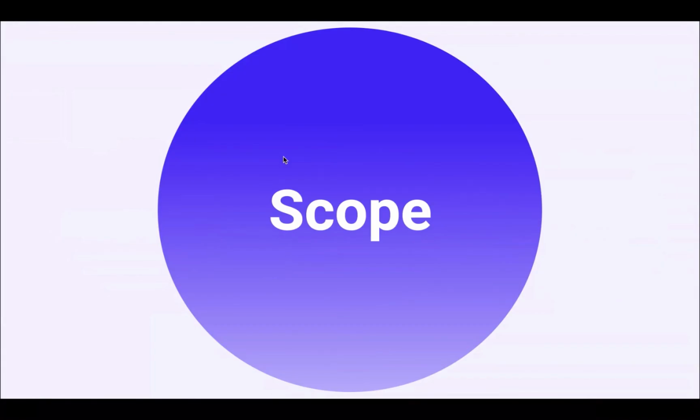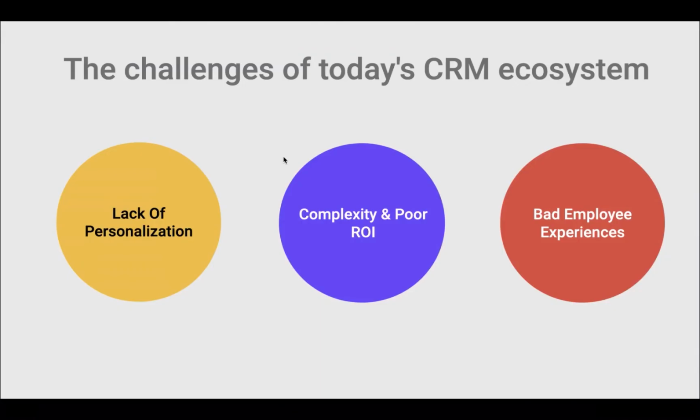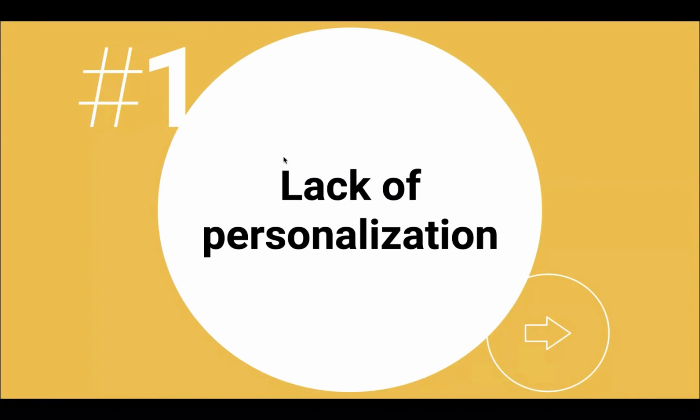But before that, I'd like to talk about the need for something like Canvas in the first place. Today's CRM ecosystem is not perfect by any means. It has come a long way from being a simple contact manager to an all-in-one customer experience suite. And since the evolution began, CRM solutions have suffered from three important problems: from lack of personalization, from poor return on investment, and from bad employee experiences. You might be able to name a few more issues, but you can always trace them back to these three core problems. Let's take a closer look at them, starting with number one: lack of personalization.